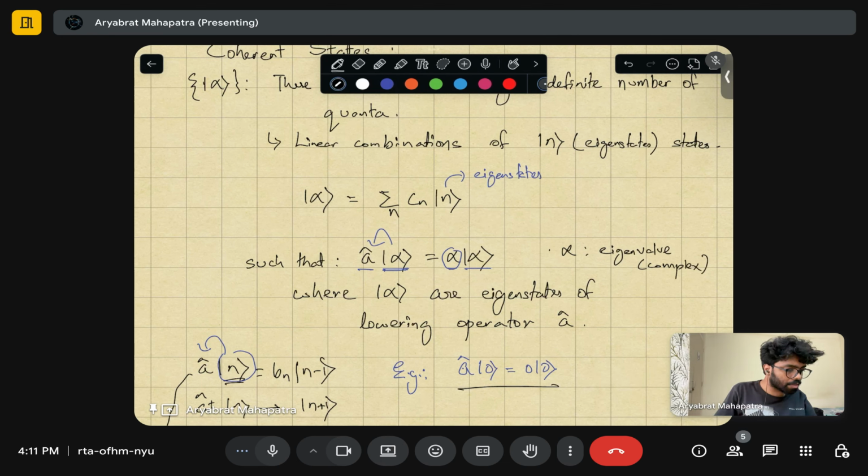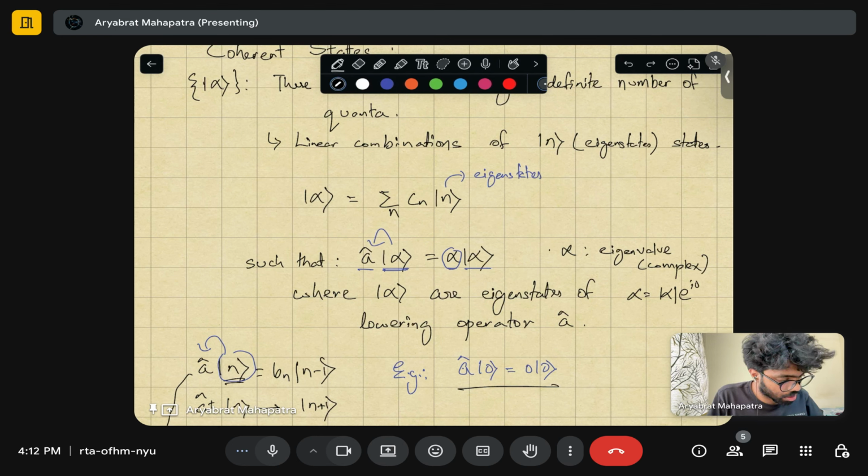So basically you can write alpha in this way, because you can write any complex number like this. It has a real part and an imaginary part, or in an exponential form, you can write it as this. I mean, the phase part and the magnitude value.